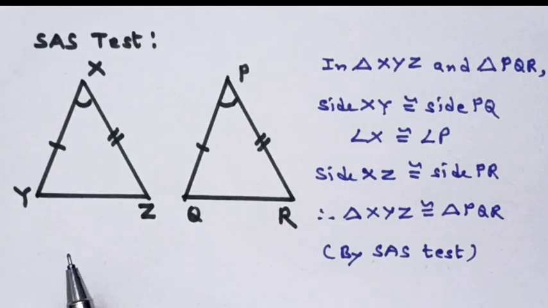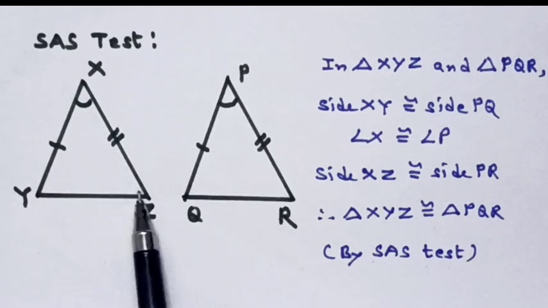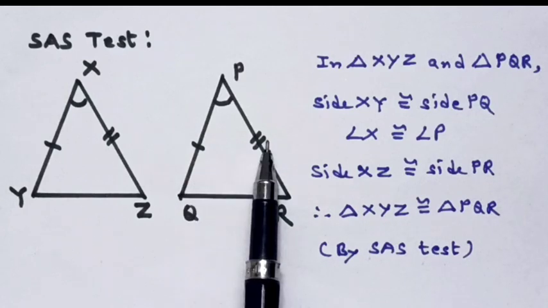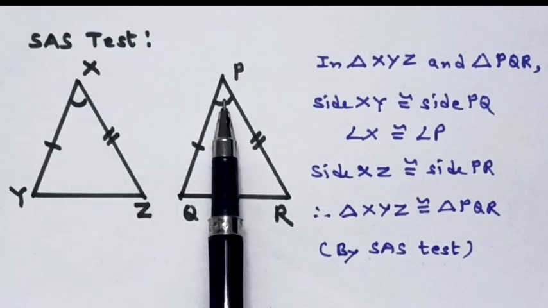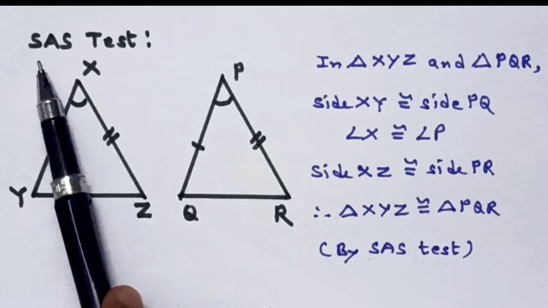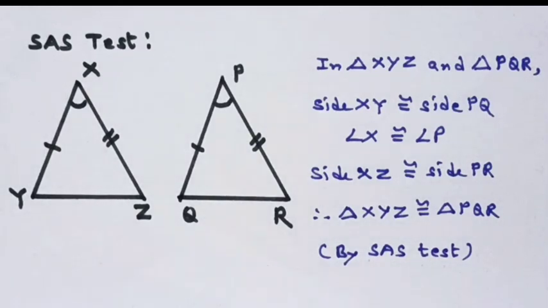Next test, SAS test. Here you can see angle is included between two sides. So there are two sides and angle is in between. So side, angle, and again side. So look at these two triangles, triangle XYZ and triangle PQR. Here there are two sides and one angle is included between these two sides. So 100% this is SAS test. So let's learn SAS test.